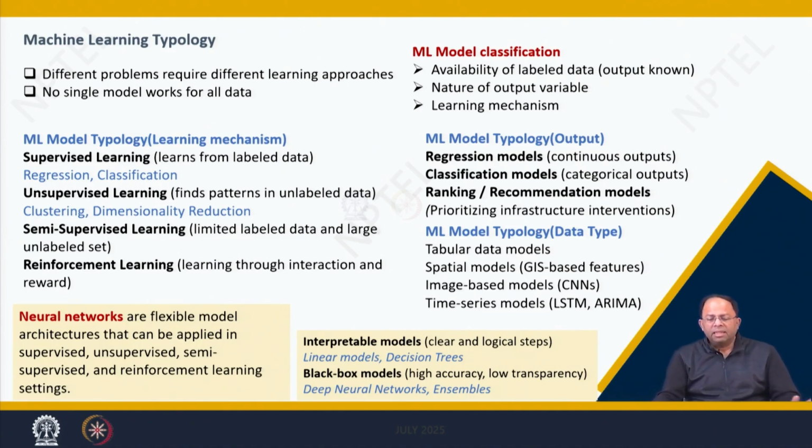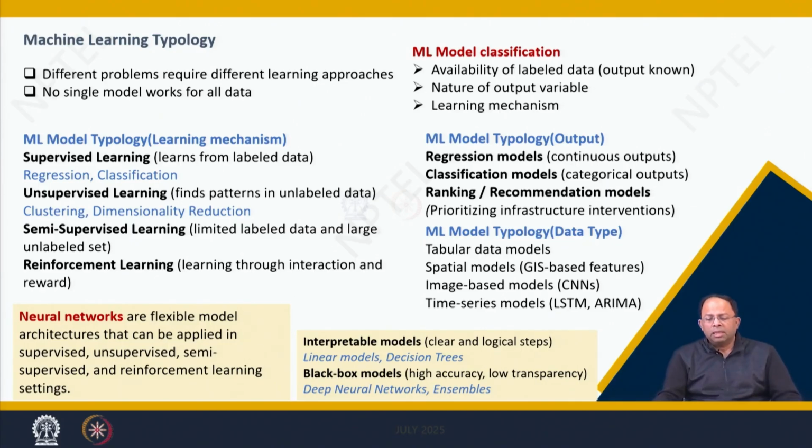Now, the other way to classify is, of course, based on the output. Some of the machine learning models will have a continuous output. Usually, we find it in the form of regression models. That means we can predict a continuous variable at the end of it. So, using some features, I can predict the actual value of a variable.